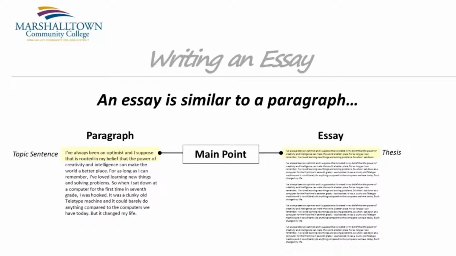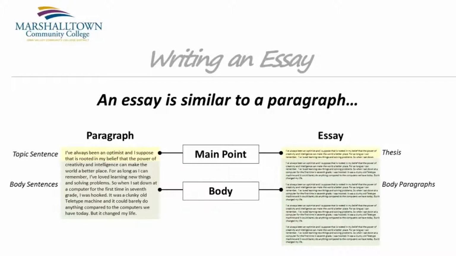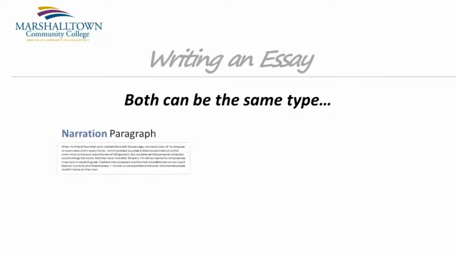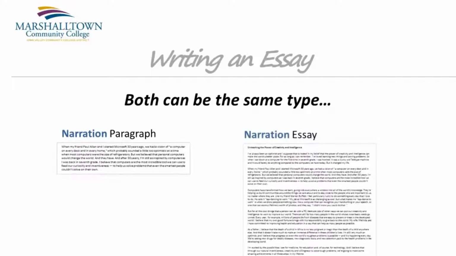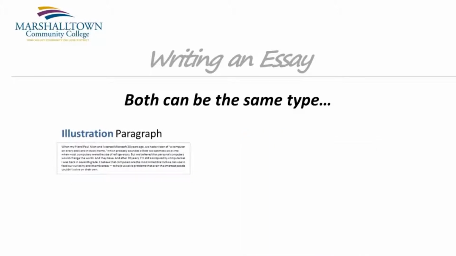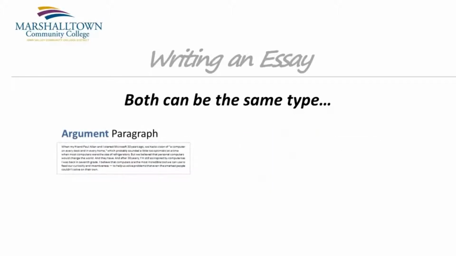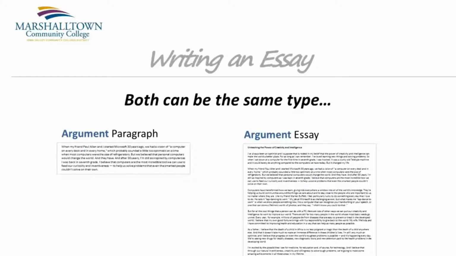A paragraph and an essay both have a body section that explains and supports the main point. In a paragraph, the body section contains a series of sentences. In an essay, the body section contains a series of paragraphs. Another similarity is that paragraphs and essays can be of the same type. For example, you can write a narration paragraph, and you can write a narration essay. You can write an illustration paragraph, and you can write an illustration essay. You can write a process paragraph, and you can write a process essay. You can also write an argument paragraph, and you can write an argument essay.